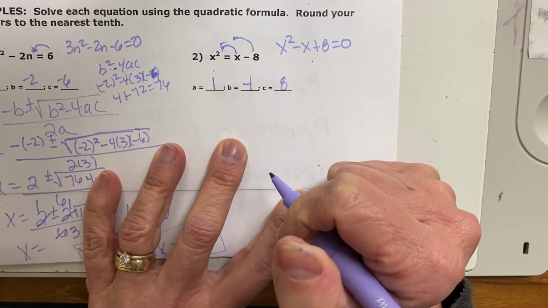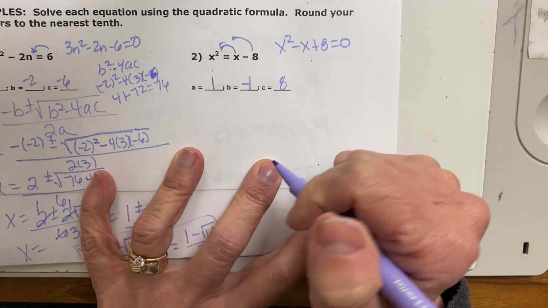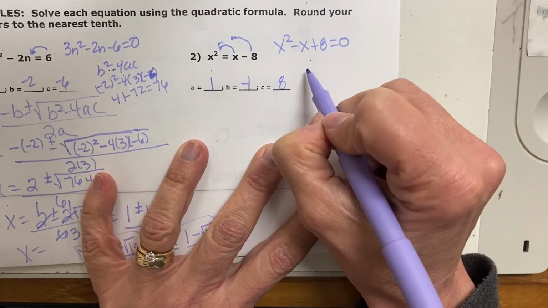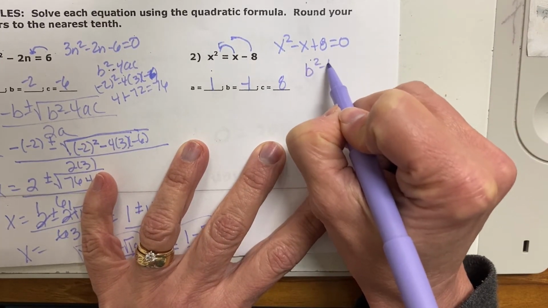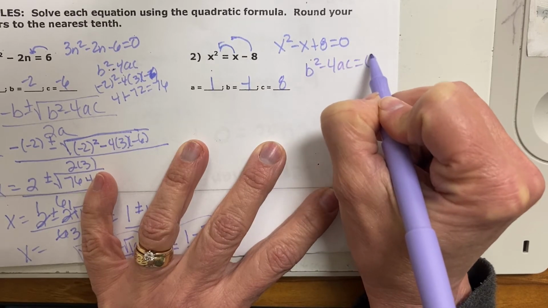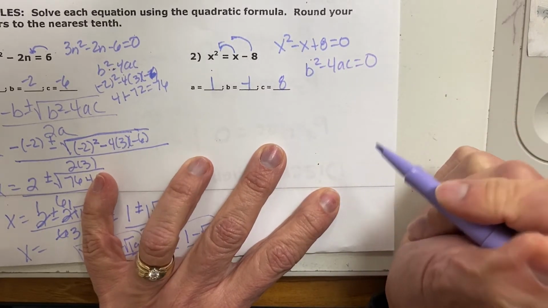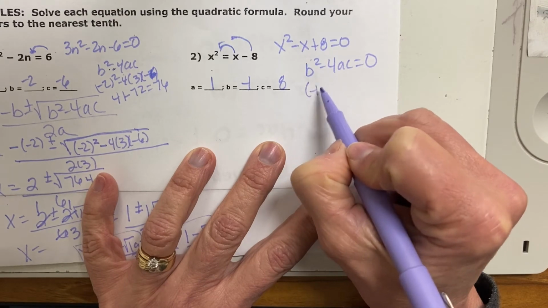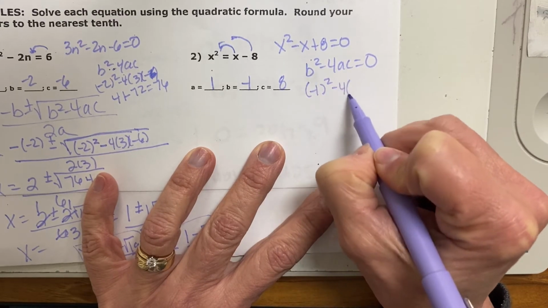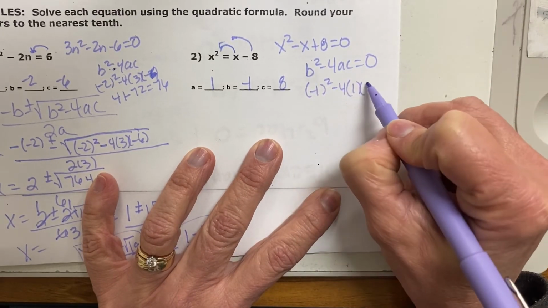And then we're going to go in and look at the discriminant. And so we'll have b squared minus 4ac is equal to 0. And so we'll have negative 1 squared minus 4 times 1 times 8.